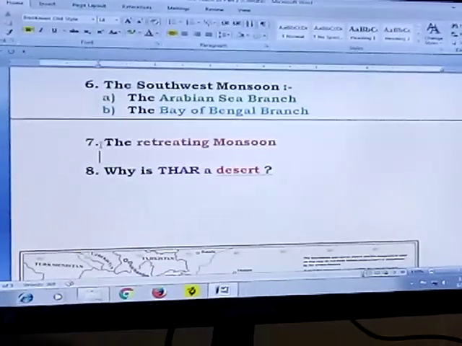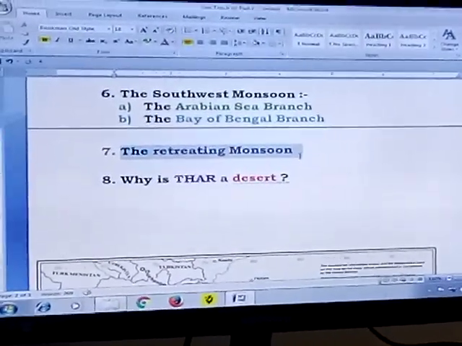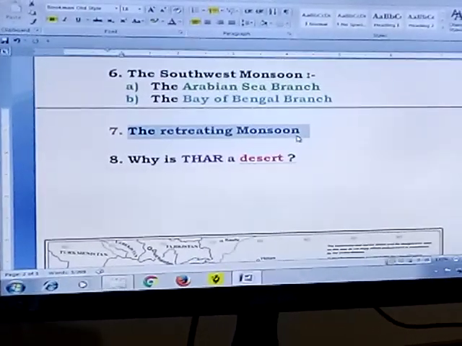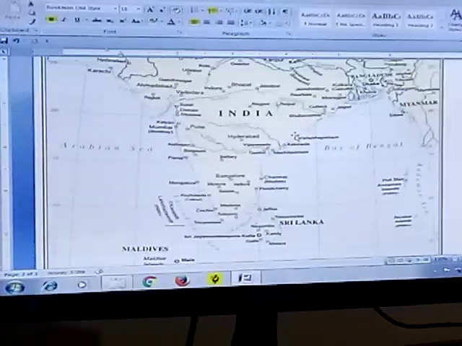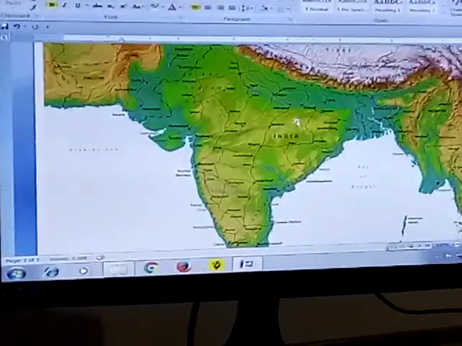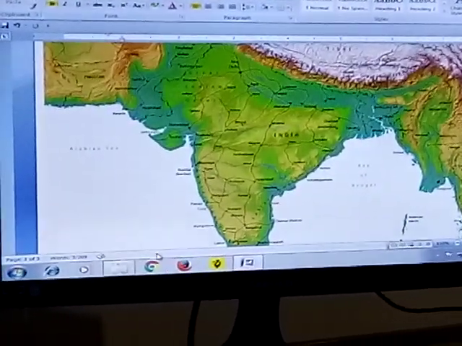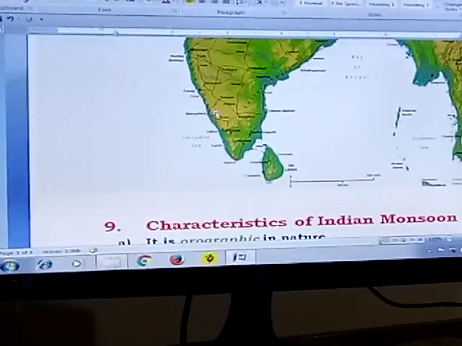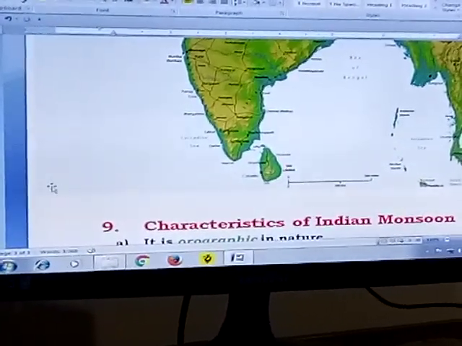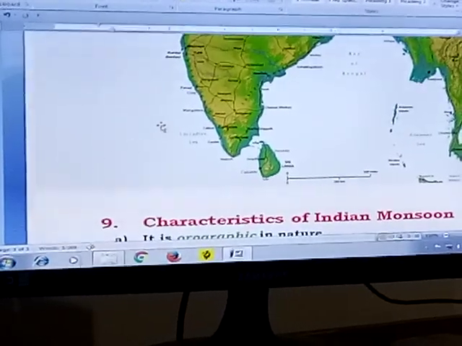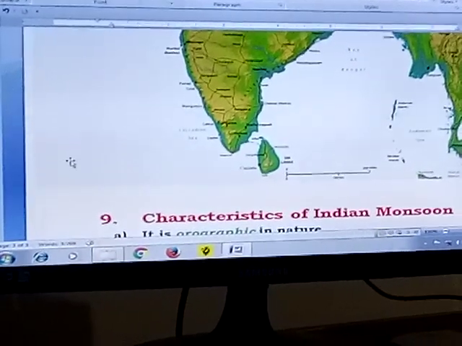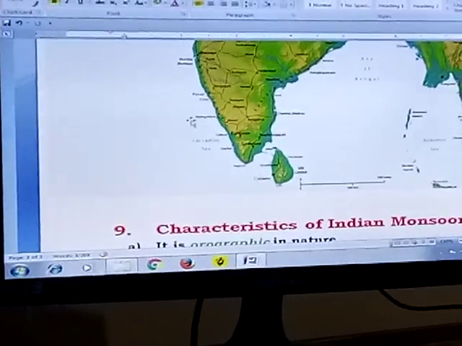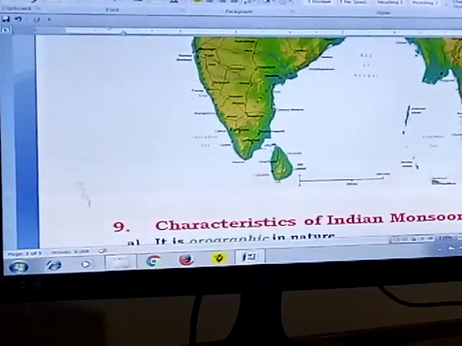The retreating monsoon. Now, before that retreating monsoon, a little bit of what happens in the monsoon. This part is south, this part is west, but it comes from this corner. So therefore, it is called the southwest monsoon.